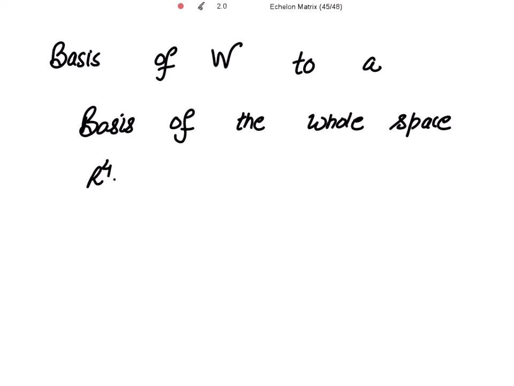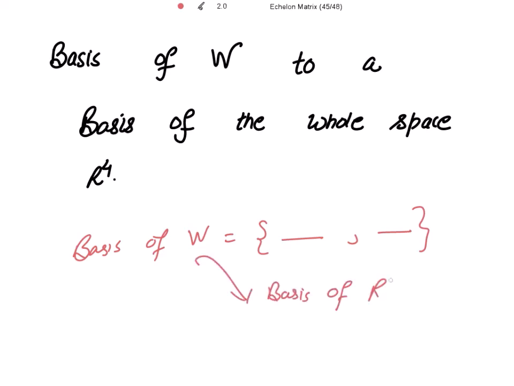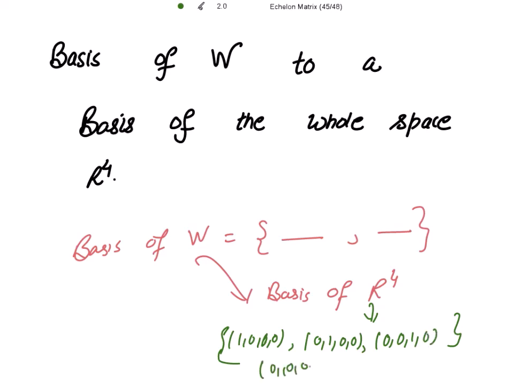What we have to do is, first we need to find the basis of W, right? Whatever basis we get, suppose we get 2 basis vectors, we then need to extend these to a basis of R4. What is the standard basis for R4? It is 1, 0, 0, 0, then 0, 1, 0, 0, then 0, 0, 1, 0, and 0, 0, 0, 1. These are the standard basis vectors of R4.